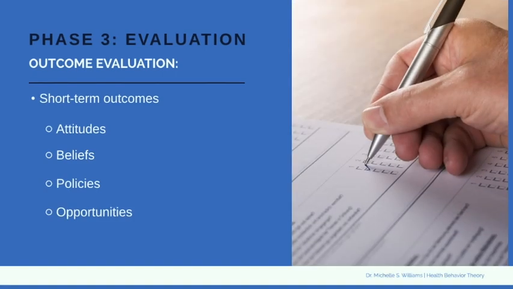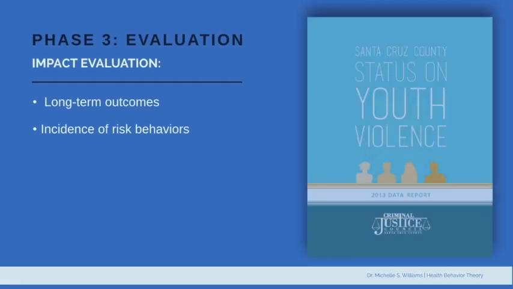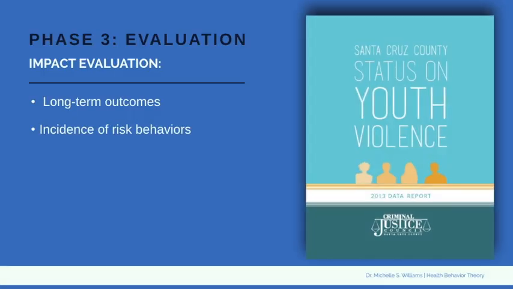In this program planning model, the next type of evaluation that is conducted is the outcome evaluation. Now, in this planning model, the outcome evaluation is looking at the more short-term or intermediate outcomes such as changes in attitudes, beliefs, policies, and opportunities. And the impact evaluation is looking at the longer-term outcomes. And usually the longer-term outcomes can be seen after an extended period of time after the program has been implemented, so perhaps 6 months, a year, in some cases even 5 years. But this is where you're looking at more long-term changes such as the change in incidence of risk behaviors.